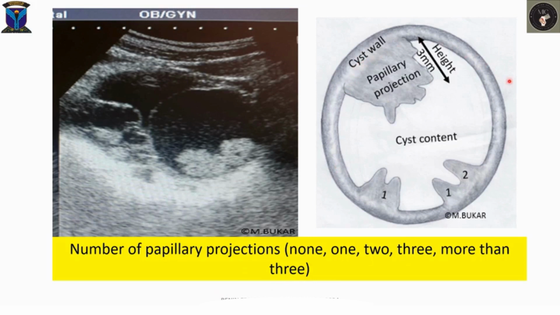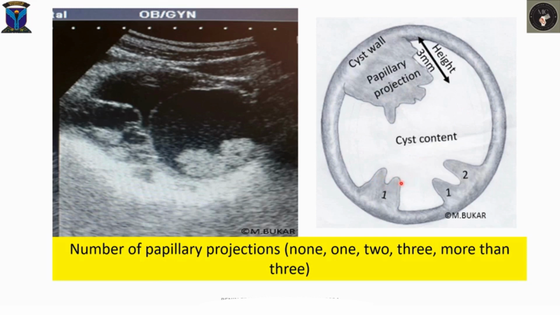This is a schematic diagram of a cyst with papillary projections. So this is the cyst wall, this is a papillary projection, and this is how the papillary projection is measured. If it measures more than 3 millimeters, it is called a papillary projection. If it is less than that, it is a wall irregularity. Once there is either a wall irregularity or a papillary projection, the inner wall of the cyst is considered irregular.